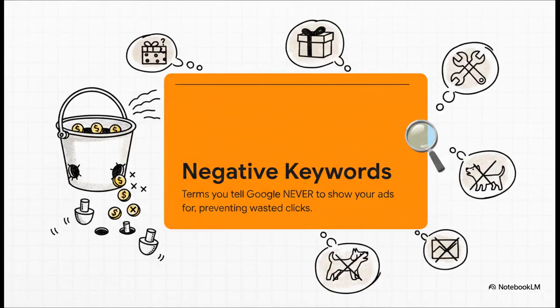Now, as those search term reports start rolling in, you'll inevitably see some weird, totally unrelated searches sneaking through. This is exactly where you use negative keywords. You're explicitly telling Google, hey, absolutely do not show my ad if they type this specific word. It's basically plugging the holes in a leaky bucket so you don't waste your hard-earned budget on people looking for free stuff or completely different services.